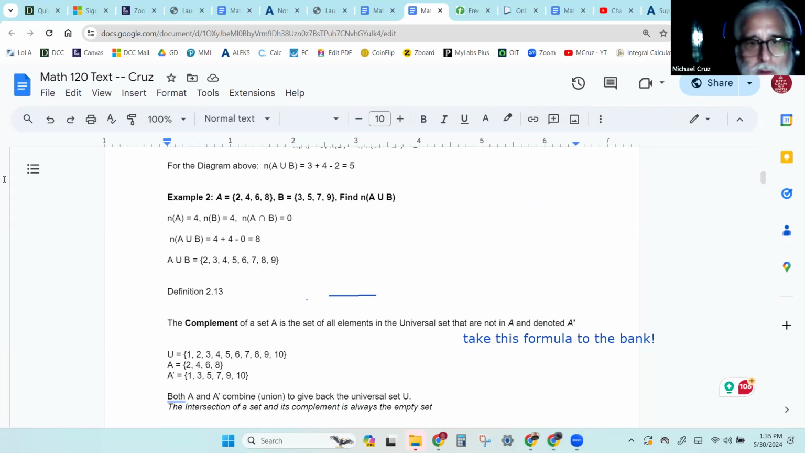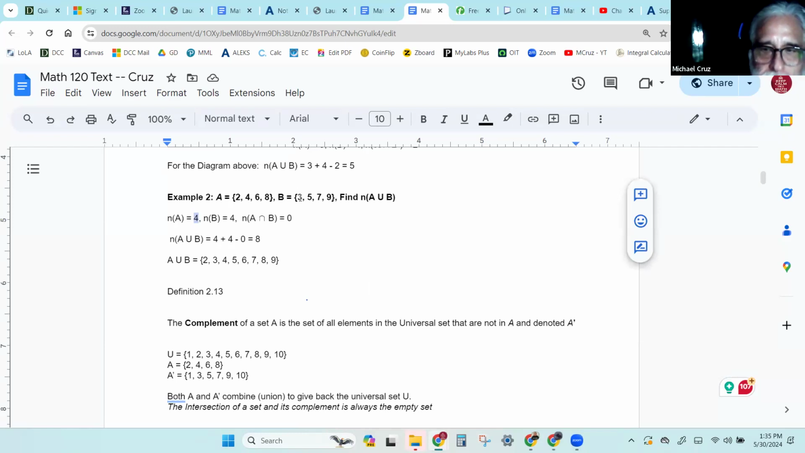All right. So we'll just hit this one more thing. This one is slightly different. A is 2, 4, 6, and 8. So it has 4 elements. Set B also has 4 elements. Well, you know what? They don't have anything in common because A is even, B are odd numbers.